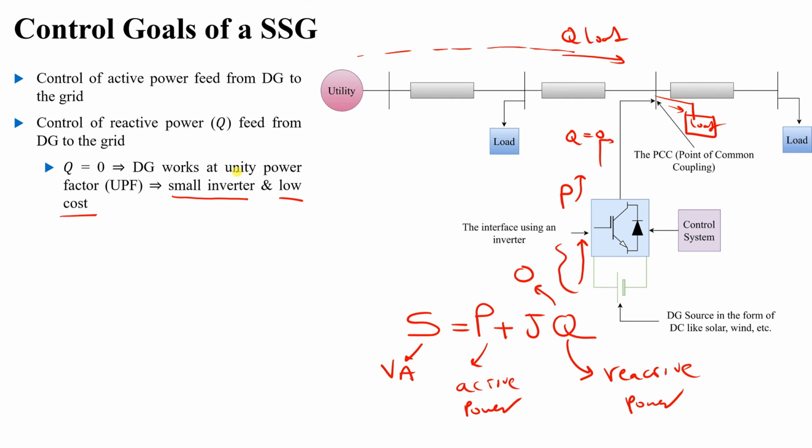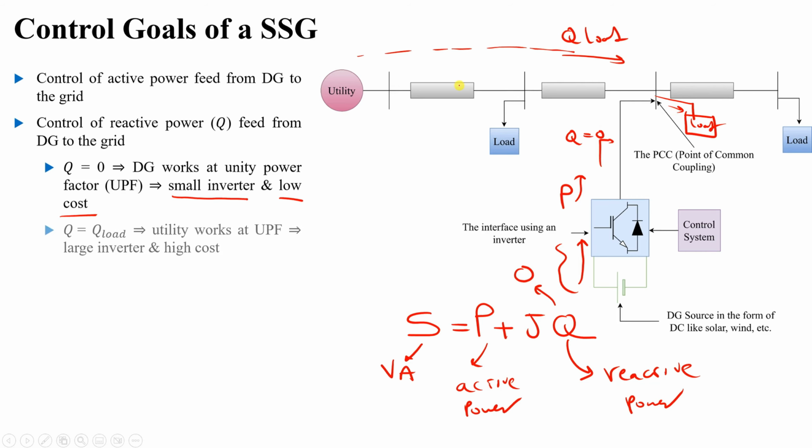Usually this is not the case, because this Q represents a load on our utility, right? It can cause power quality issues, increase power losses, and increase voltage drop, as we learned before, when this Q travels from the utility to our load.